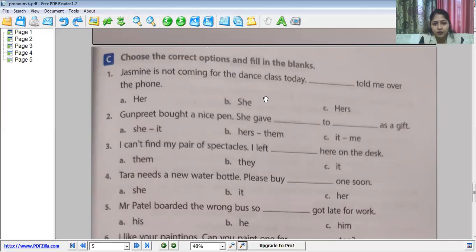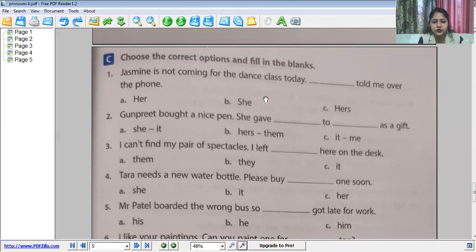Now, let's see. Choose the correct options and fill in the blanks. Now, there are some blanks given to you and your options are also there. So, let's see this. Jasmine is not coming for the dance class today. Dash told me over the phone. She told me over the phone. Gunpreet bought a nice pen. She gave it to me as a gift. What is she gave it to me?